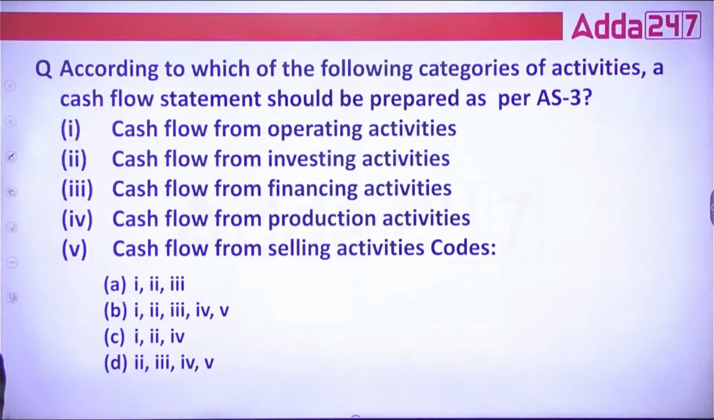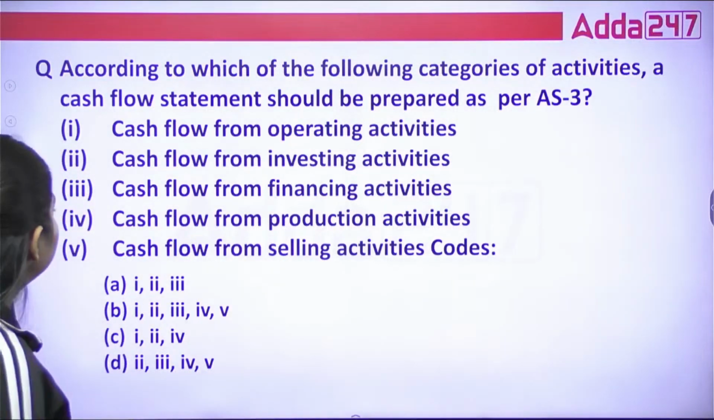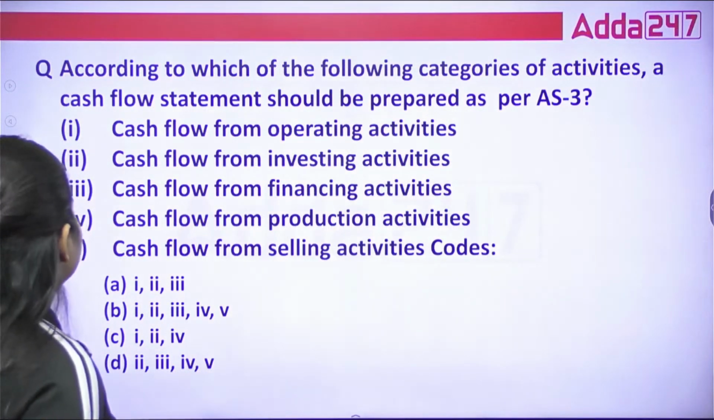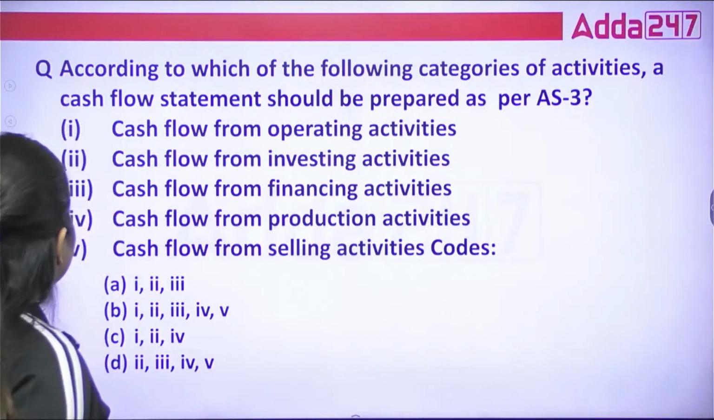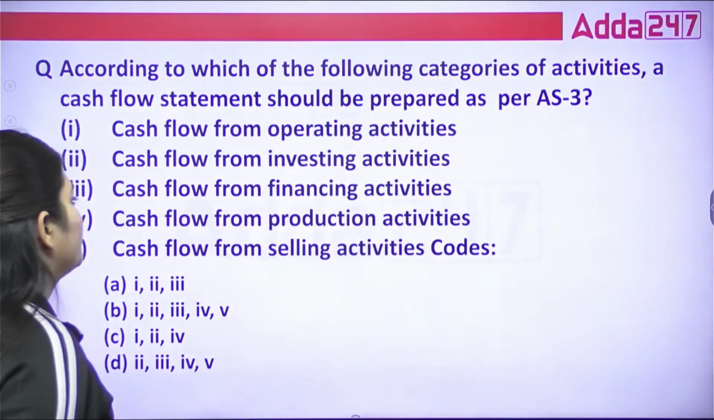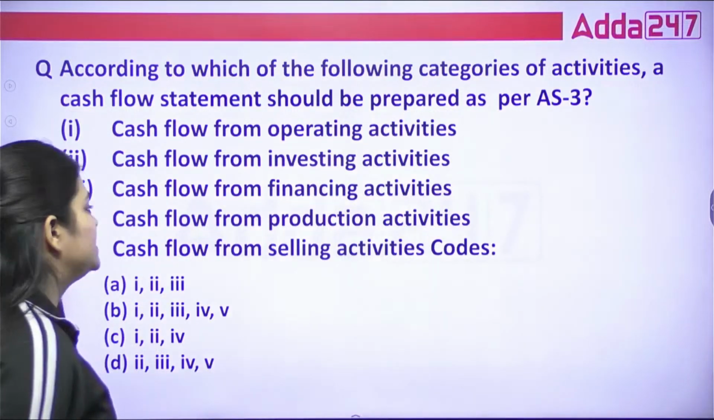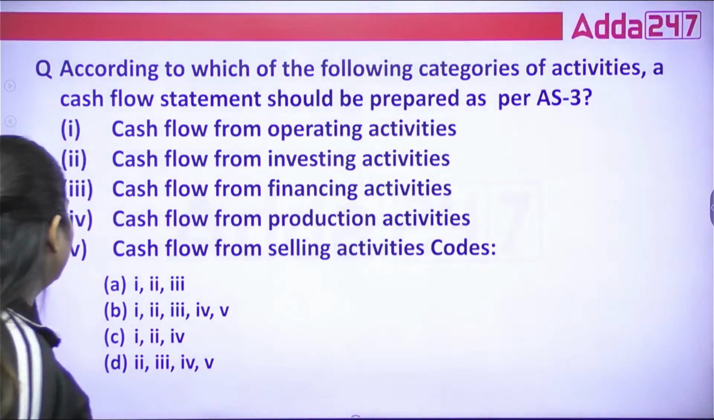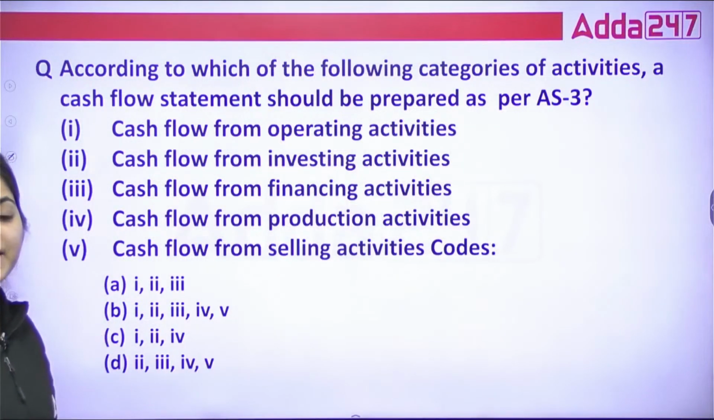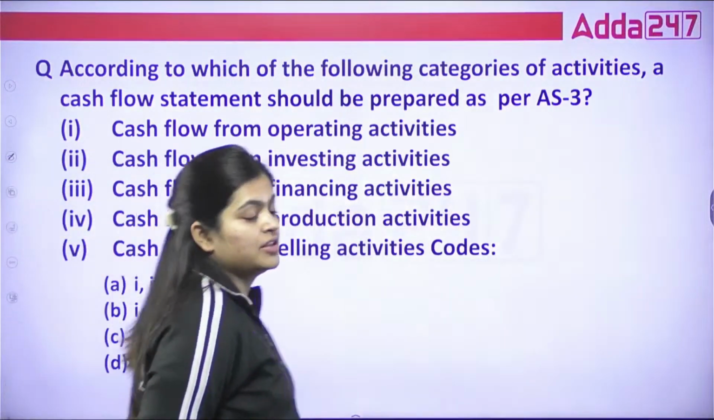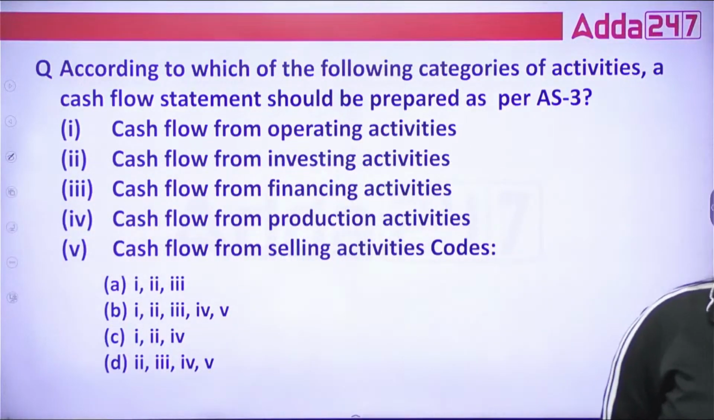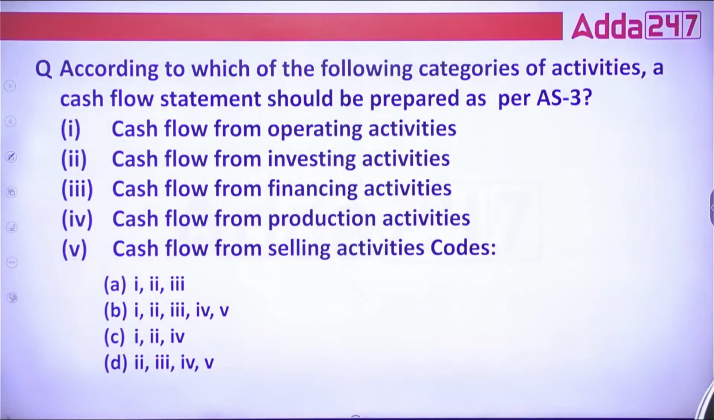Chalo, coming to the next question. According to which of the following categories of activities should a cash flow statement be prepared as per AS 3? First, cash flow from operating activities, cash flow from investing activities, cash flow from financing activities; cash flow from production activities, cash flow from selling activities. So you have the options A, B, C, D. Tell me, which option is the correct option? As per AS 3, we divide cash flow statements into how many activities? Tell me.